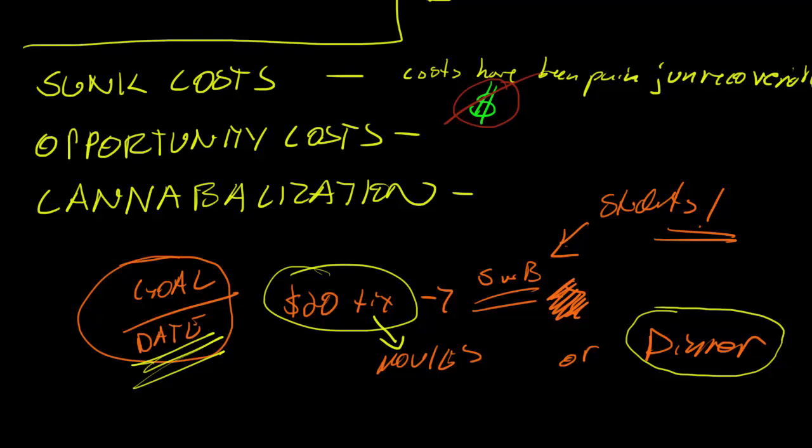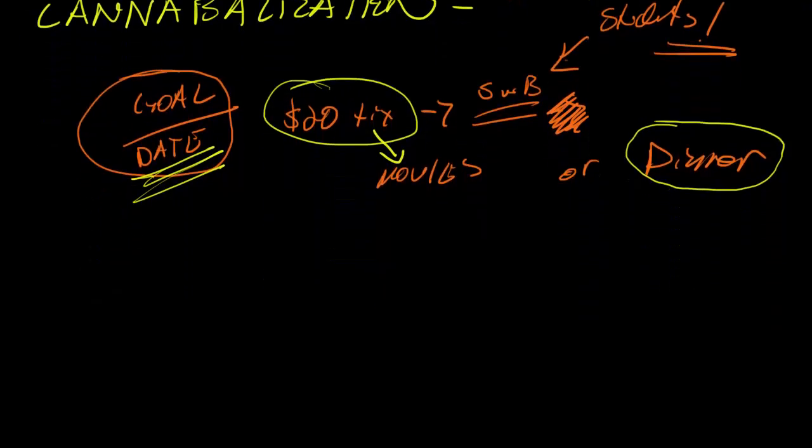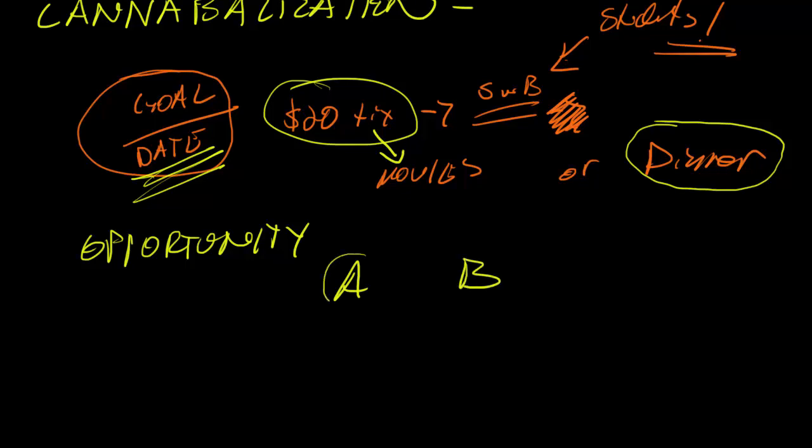Next, what we have to discuss is opportunity costs. Let me write it back down again. Opportunity costs are those costs that you would have on the next best alternative investment. So let's say you have choice A or choice B. If you pick A as your choice, your opportunity cost is the cost of B.